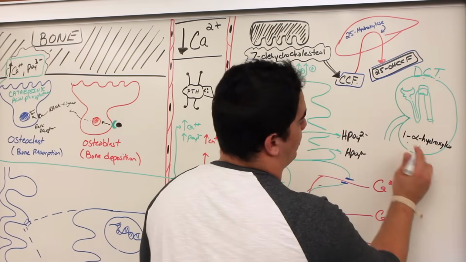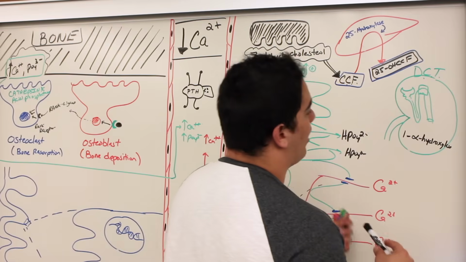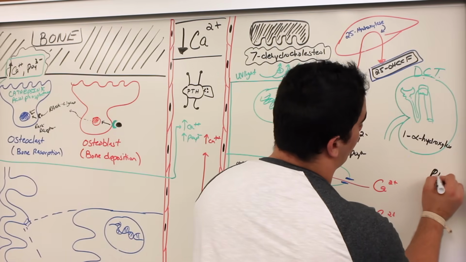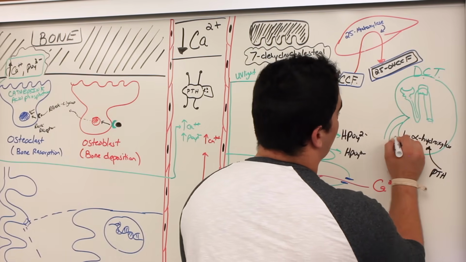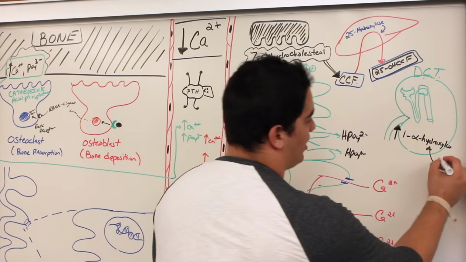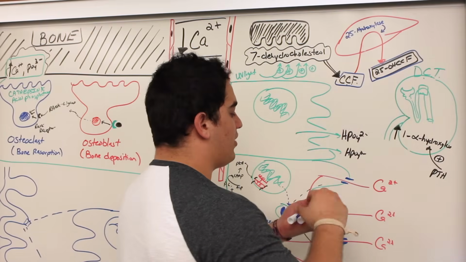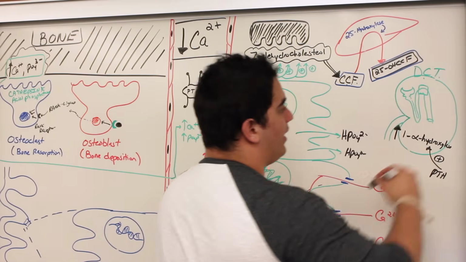So who does this? Who actually increases the expression of this molecule? This is actually going to be parathyroid hormone. So the parathyroid hormone increases the expression of 1-alpha hydroxylase. So he stimulates this pathway. Now, this 25-hydroxycholecalciferol is actually going to go to the kidney then.